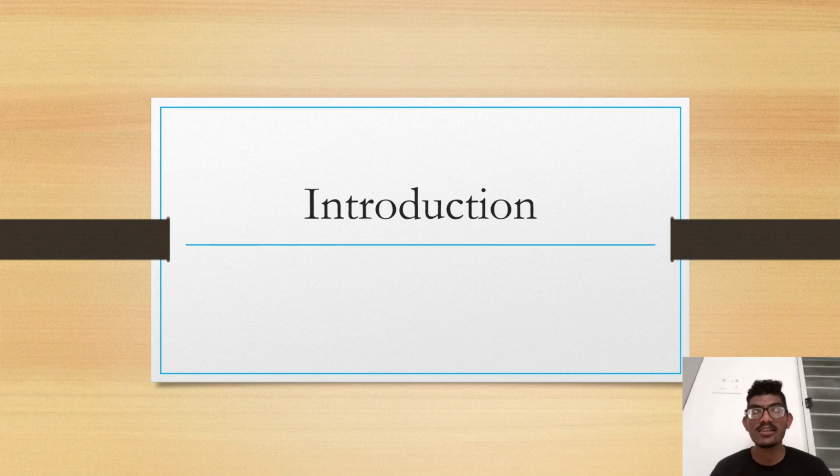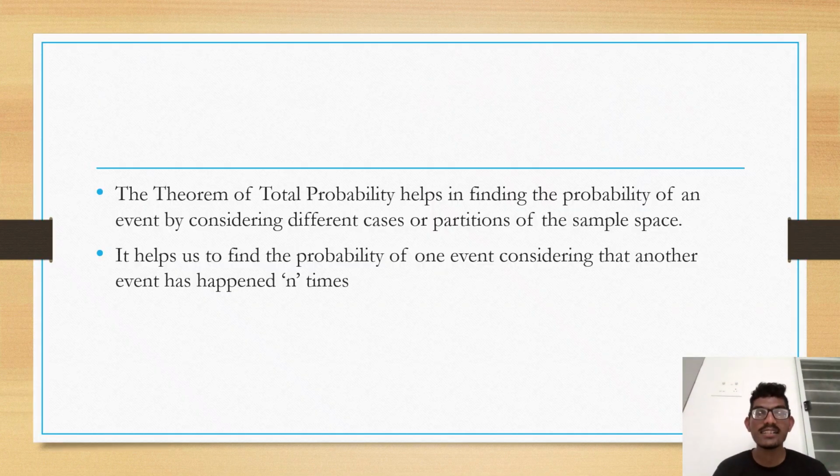Mainly, the first content of my seminar topic is the introduction. The total probability theorem is also known as the law of total probability. It is used to find the probability of one event considering the probabilities of all the events. The theorem helps us in finding the probability of an event by considering different cases or partitions of the sample space. Let us consider a sample space S.